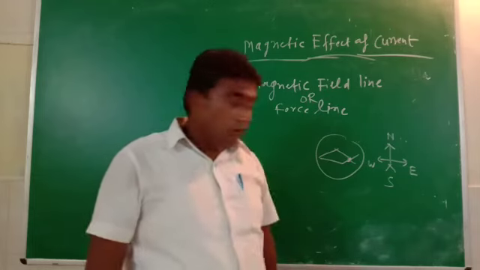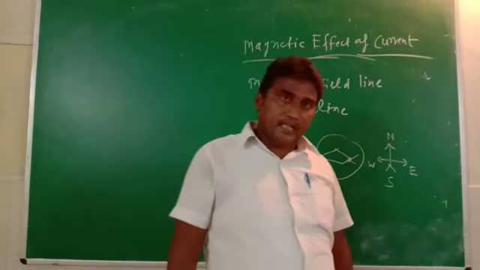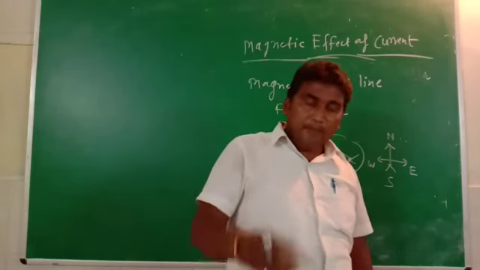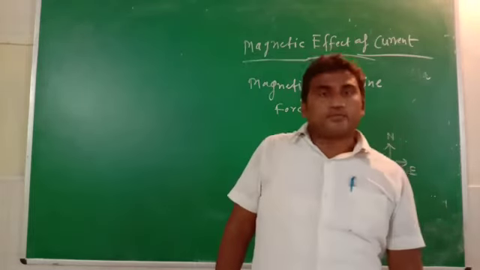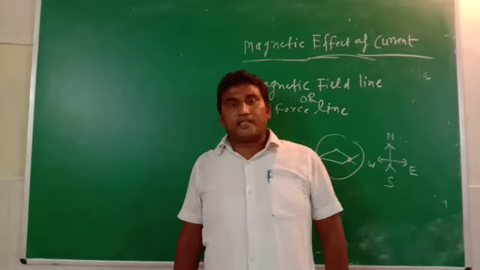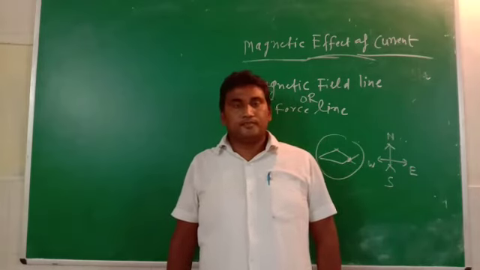Now we discuss how the compass needle identifies the direction. The compass needle is a tiny particle magnet, and we can observe the direction of the magnetic field very easily.